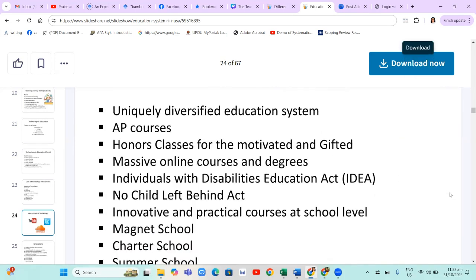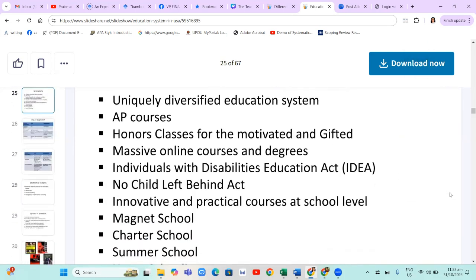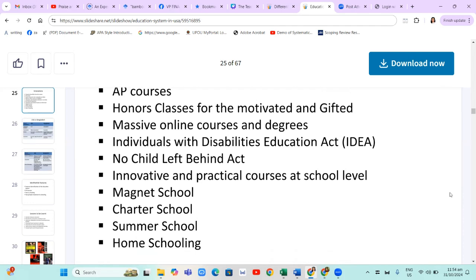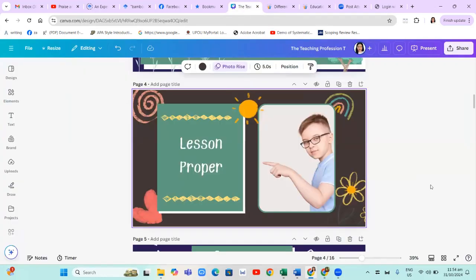And these are the innovations: uniquely diversified education system, AP courses, honors classes for the motivated and gifted, massive online courses and degrees, the Individuals with Disabilities Education Act or IDEA, and the No Child Left Behind Act, innovative and practical courses at school level, magnet school, charter school, summer school, and homeschooling. So these are the features of education in the United States of America.